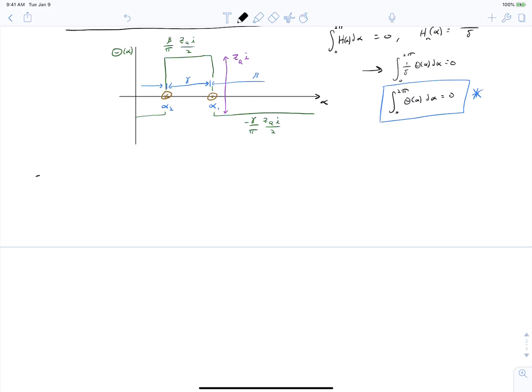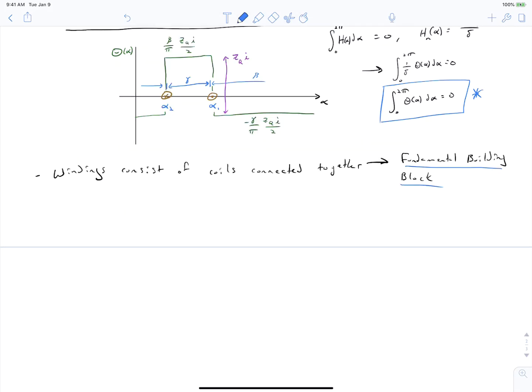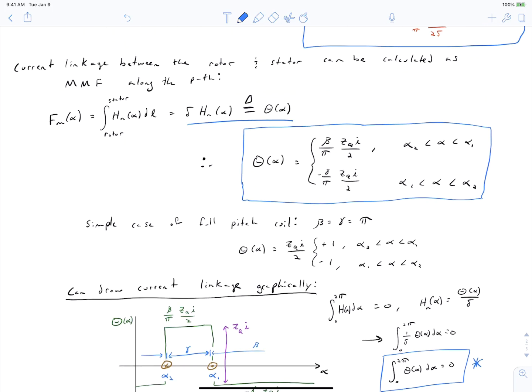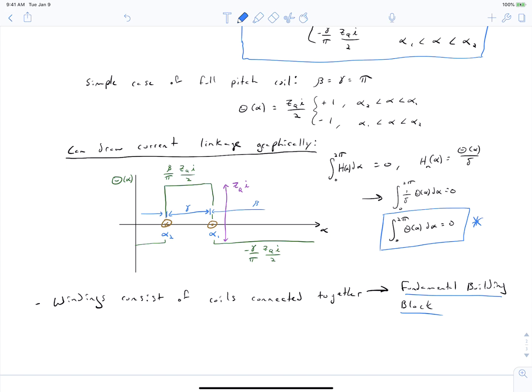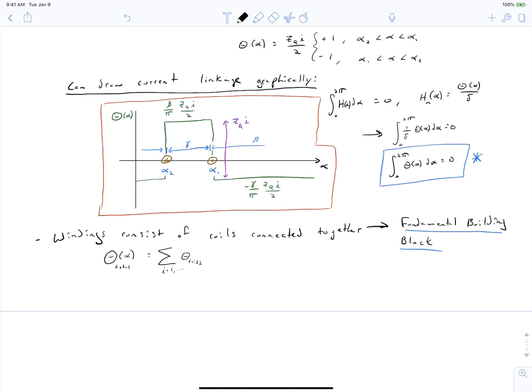So if we have multiple coils connected together in some arrangement, we can figure out what the total current linkage of the winding is by adding the current linkage of each of those coils. So the coil is a fundamental building block, and we have derived the current linkage of that building block and shown how we can draw it graphically over here. This is an important result, and it's something that you'll be using a lot. And so we can say that our total current linkage of a winding is the summation of the current linkage of each of these coils.